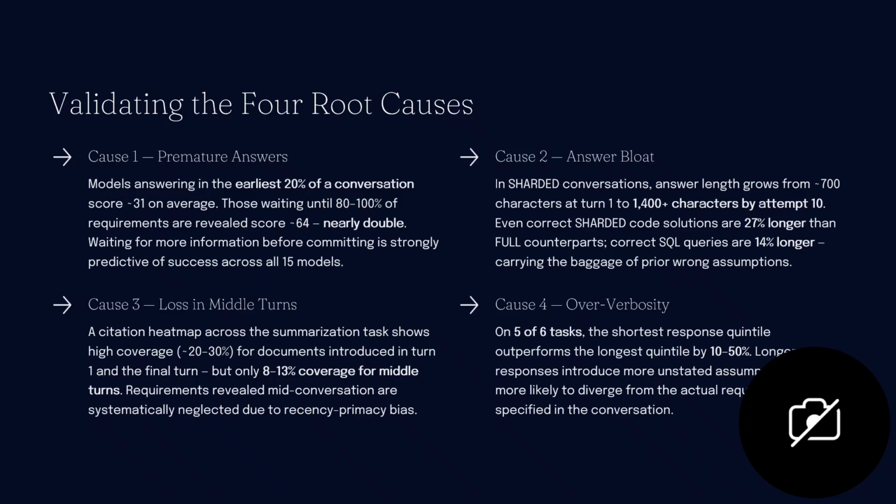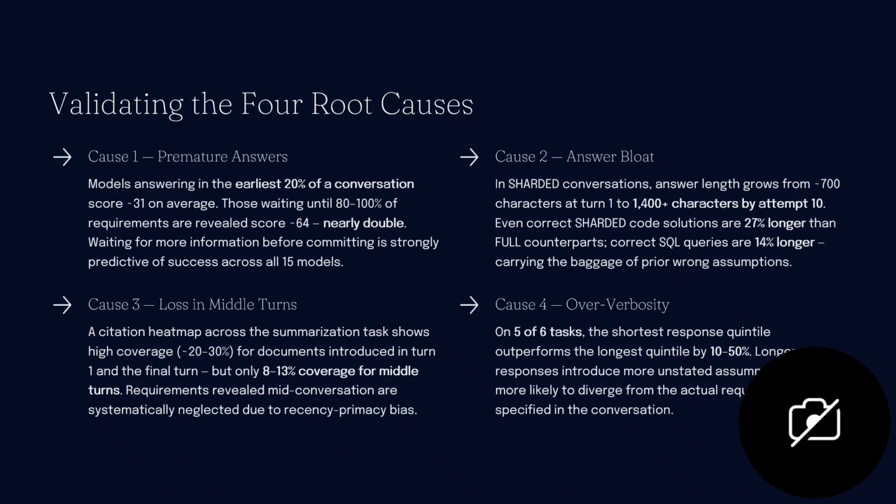Cause 3: loss in middle turns. A citation heat map from the summarization task shows 20 to 30% citation coverage for documents from the first and last attempts, but only 8 to 13% for middle turns. Middle turn requirements are systematically neglected.